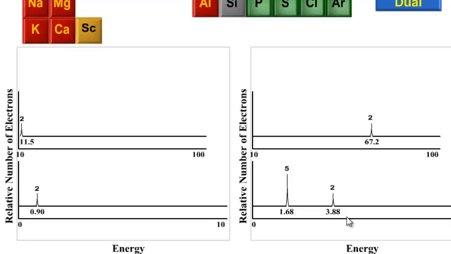The answer here is effective nuclear charge. Beryllium has 4 protons in the nucleus. Fluorine has 9 protons in the nucleus. So there's a lot stronger nuclear force, a lot stronger positive energy pulling on these 2s electrons in fluorine than there is pulling on these 2s electrons in beryllium. That's the answer to that.